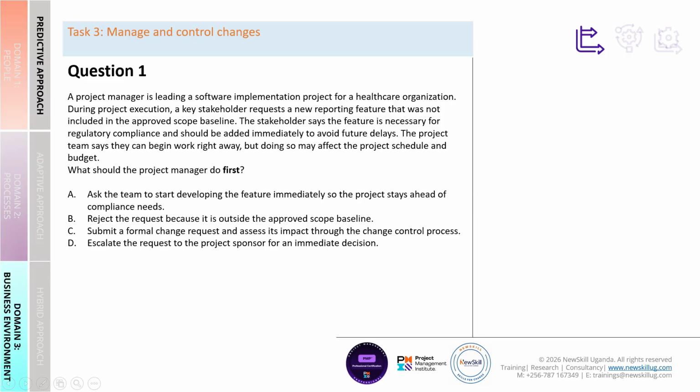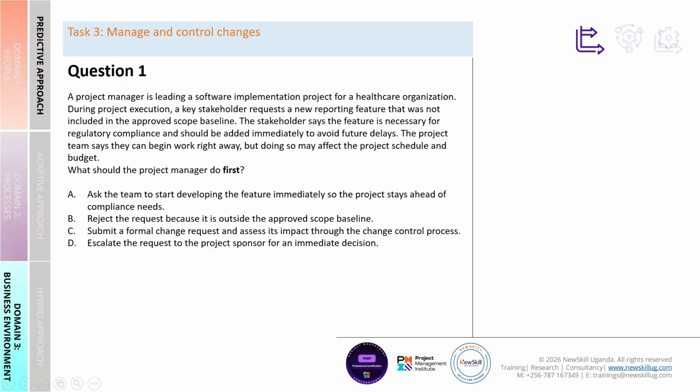Option A. Ask the team to start developing the feature immediately so the project stays ahead of compliance needs. Option B. Reject the request because it is outside the approved scope baseline. Option C. Submit a formal change request and assess its impact through the change control process. And option D. Escalate the request to the project sponsor for an immediate decision.